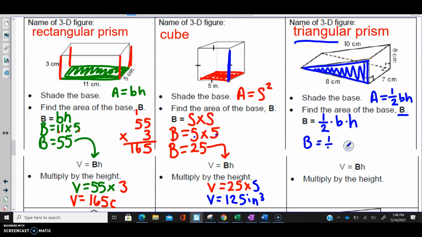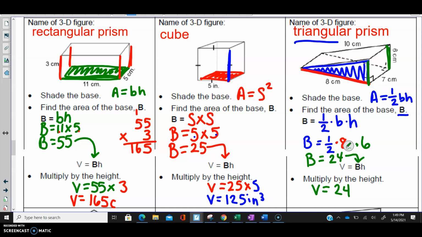Big B equals 1/2. So the base of our triangle would be this 8, half times 8, and the height of our triangle would be 6, which we can see from this line here. From here, the commutative property says you can do any order you want. I would say half of 8 is 4, and 4 times 6 is 24, so we get B equals 24. We're going to plug that into our volume formula. So V equals 24, big B.